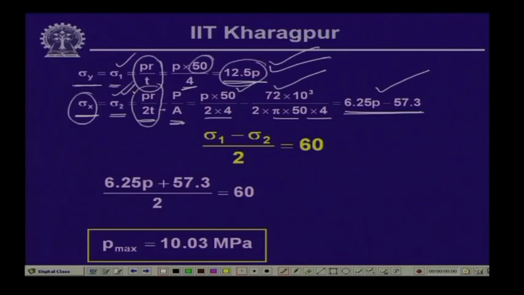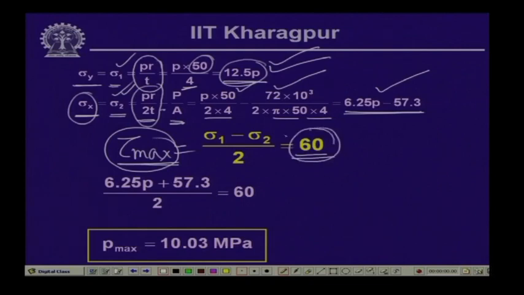Now, as we know, the maximum value of the shearing stress, tau max, is equal to sigma 1 minus sigma 2 by 2, and as indicated in this particular problem, the maximum value of the shearing stress is up to 60 megapascal. So, if we have to limit the value of the shearing stress to 60 megapascal, then what will be the value of P? Now, we can compute the value of the shearing stress in terms of sigma 1 and sigma 2, or in terms of P.